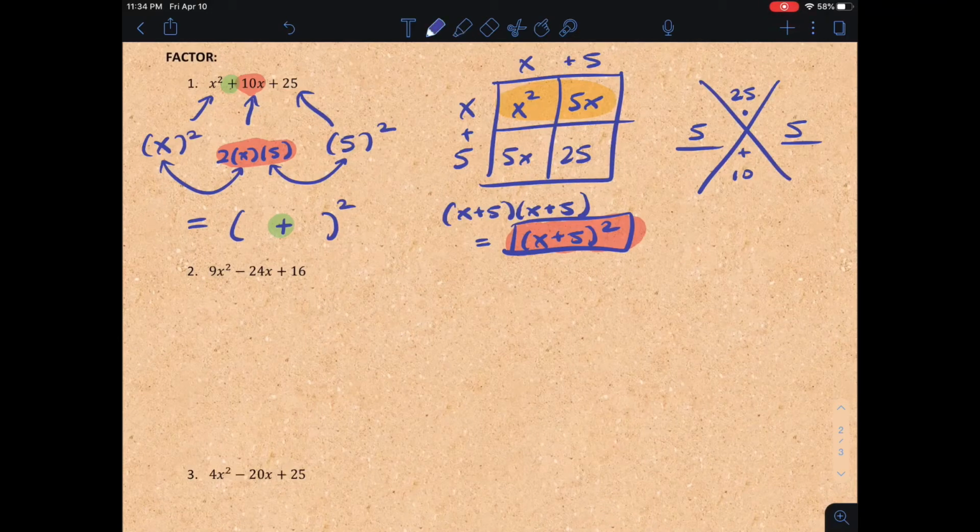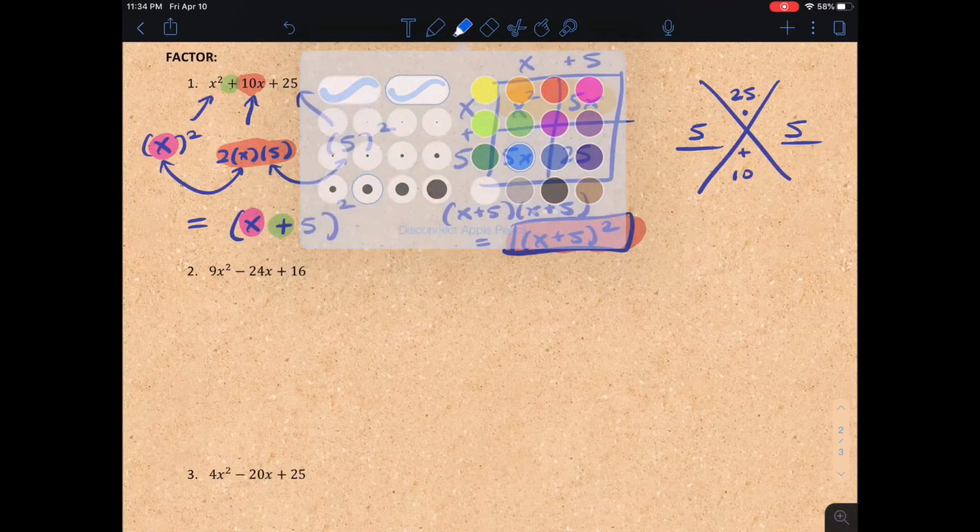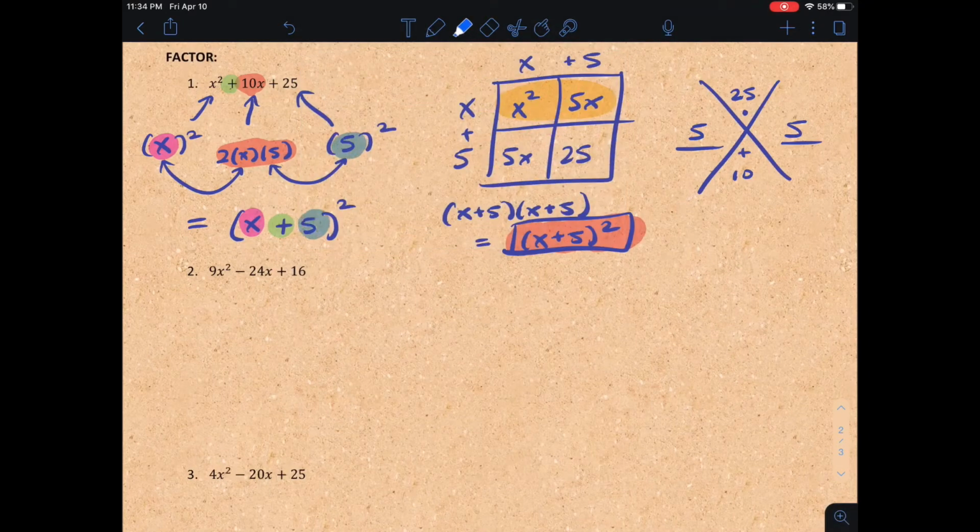And so the first term will be x because it's x that's being squared. I know my second term in the binomial is going to be 5 because it is 5 that's being squared. And this is my final answer. Again, you get the same answer as we did earlier, but we're taking advantage of the structure to factor a perfect square trinomial.